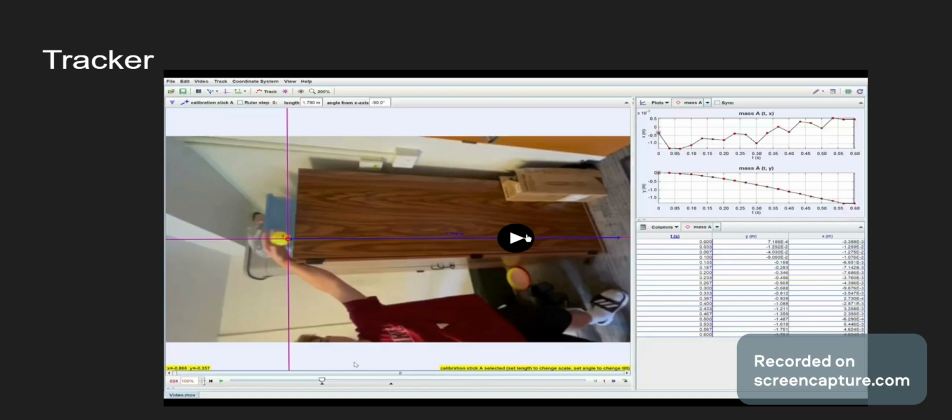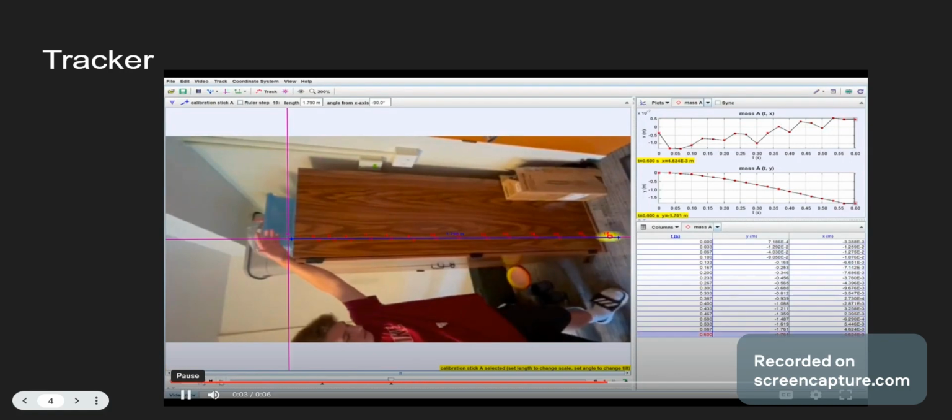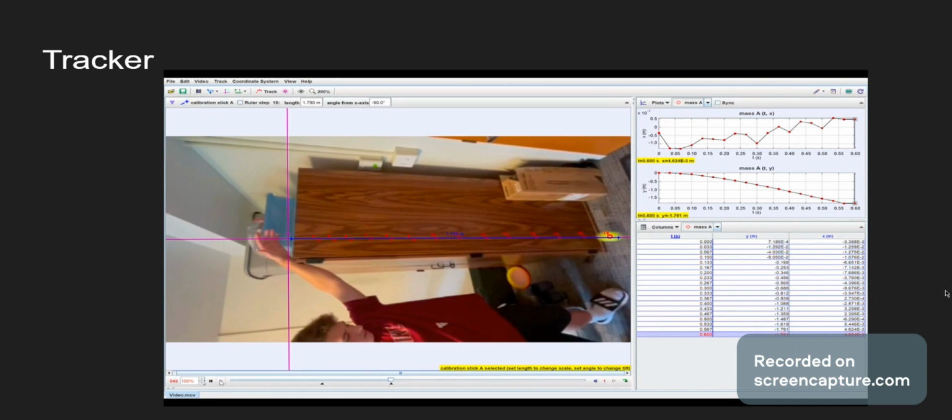Here's a tracker video for the open block. Yeah, very exciting.